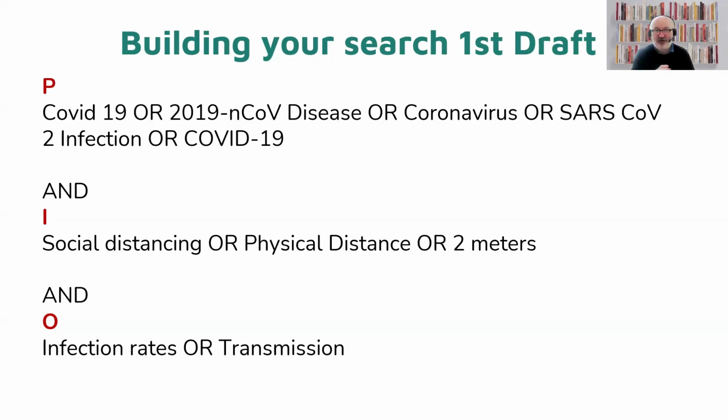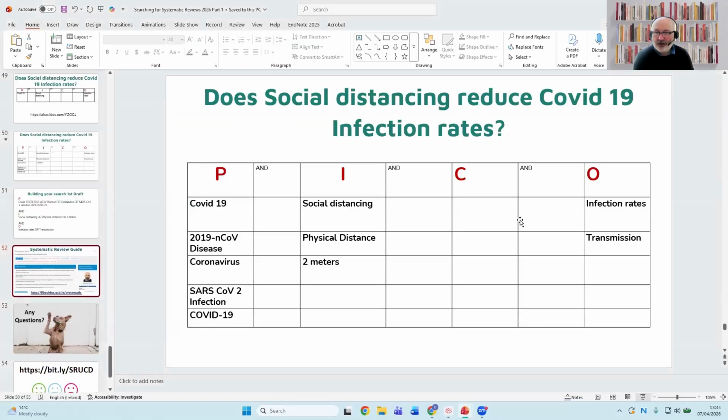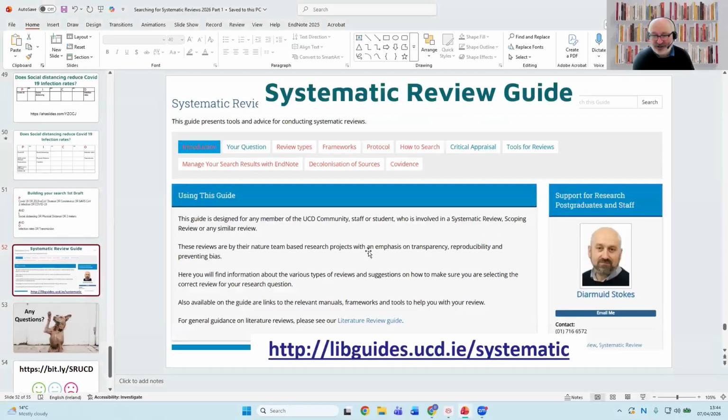So I have got my search string for COVID-19. I've got my social distancing. I've got my infection rates. And I deliberately labeled this first draft because I can then go on and develop and improve this. So that's really where we're going to take it today.